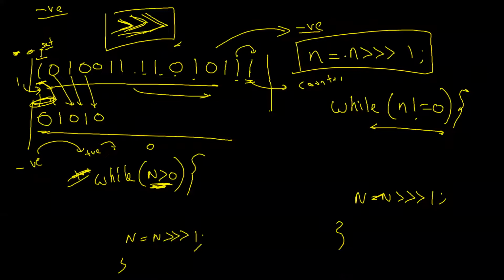In that way I'll be doing this thing continuously, ठीक है, till it becomes 0. And if n ampersand 1 is greater than 0, I'll be doing count plus plus. बस ये है कोड to check the number of set bits for negative numbers, ठीक है.